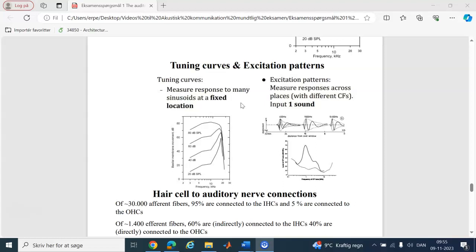What does the excitation pattern do? It measures response across places with different center frequencies, where the input is one sound. So tuning curves are at a fixed location on the basilar membrane, and excitation patterns are about the whole basilar membrane.